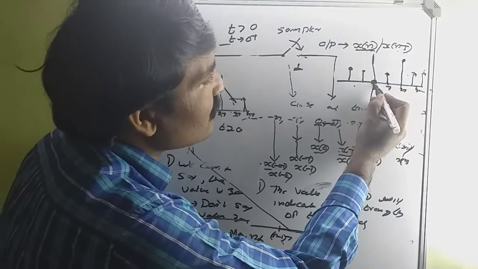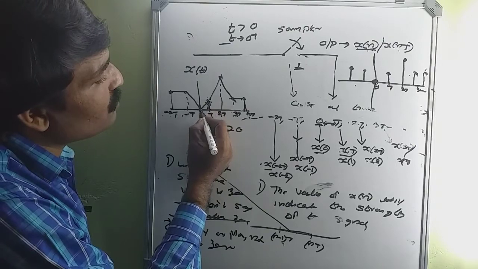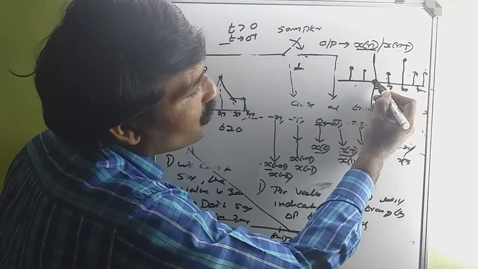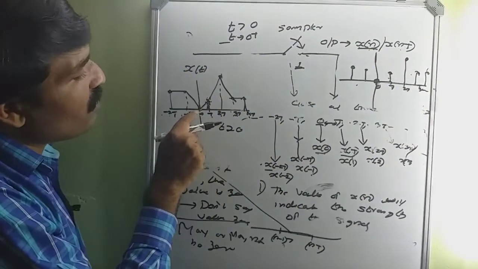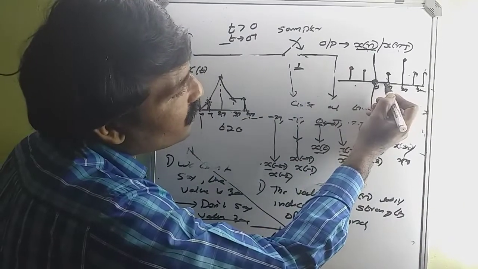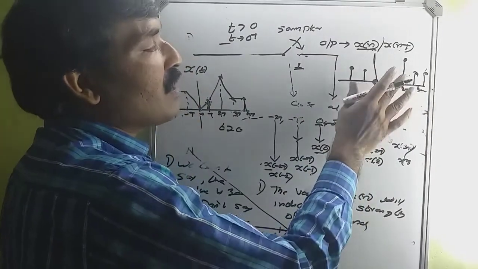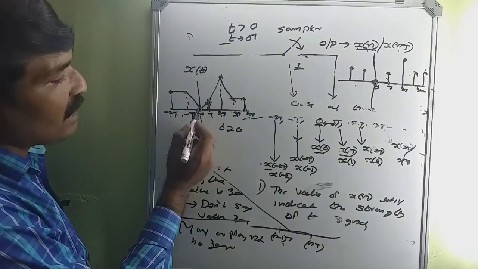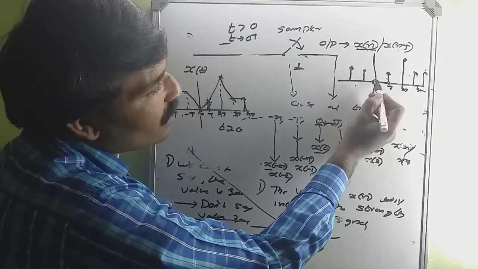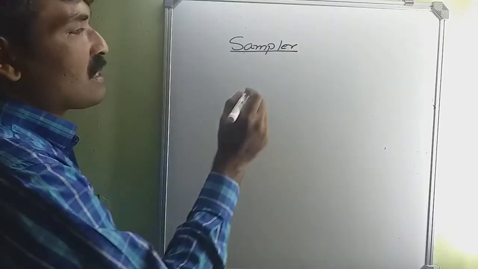Then in between 0 and t, the continuous time signal has a continuous amplitude. But that amplitude can't pass through the sampler. So we can't say this is 0. The original value varies from 0 to t along this line, but we can't get the value. So we can't say that it is 0. At the t equal to 0 instant, the original value of the signal is 0. So we can say the value of the signal is 0 at t equal to 0, and so on.